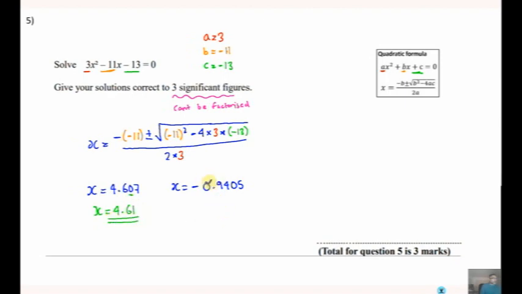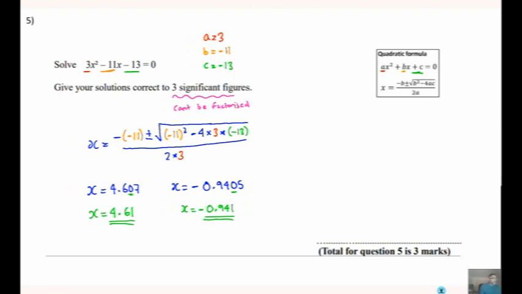Okay, similarly with this one, this 0 is not significant. Your first non-zero value is your first significant figure. So this is my first one, second significant figure. Now this 0 is significant because it's not a non-zero value and it's between significant figures. This is my third significant figure. And again, it's got 5 next to it, which means it rounds up. So my other answer will be x equals minus 0.941.